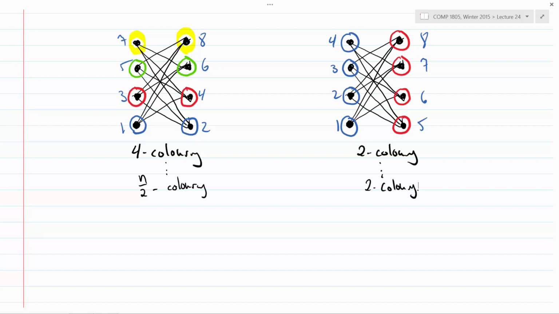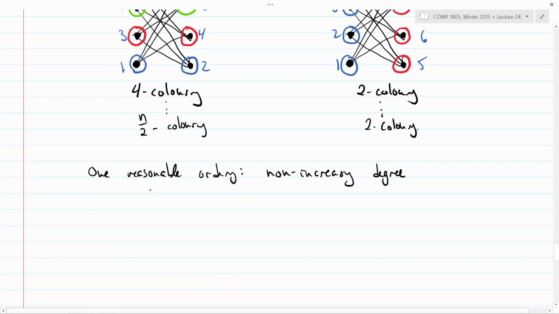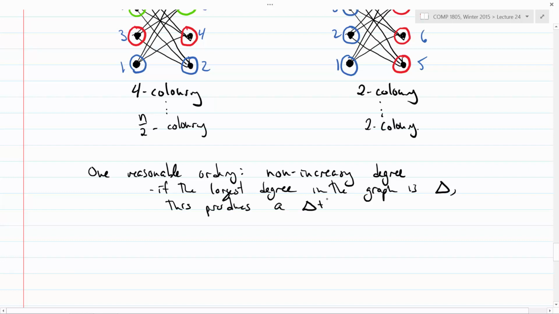So what's one reasonable way of ordering the vertices? It doesn't work in this example, because all the vertices have degree 3. So one good idea, one reasonable ordering, is by non-increasing degree. So you start with the vertices of big degree, and then you work your way down to the vertices of small degree. So if the largest degree in the graph is delta, this produces a delta plus 1 coloring.